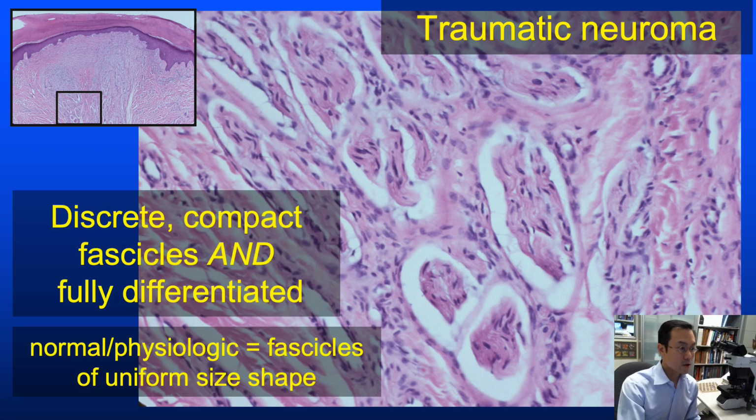So in one sense, traumatic neuroma really is more like a hyperplasia. It's a proliferation of normal appearing structures in response to a known trigger. However, from a clinical point of view, it can behave more like a benign tumor in that the lesions do not clinically regress.